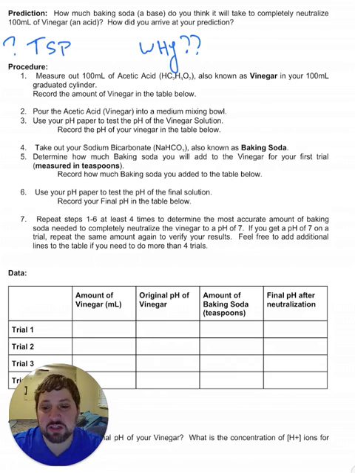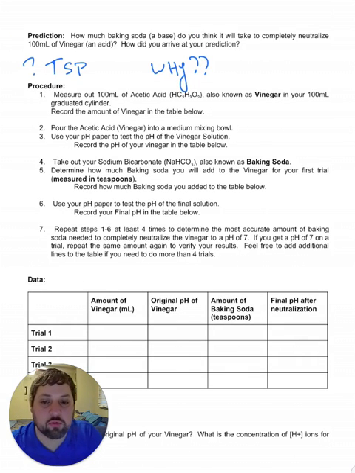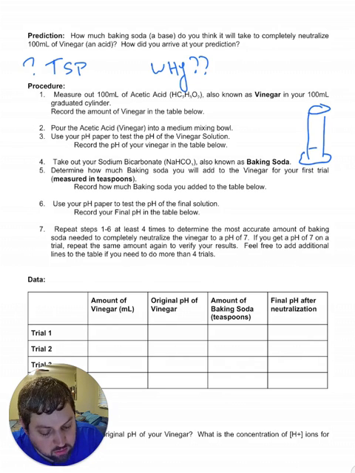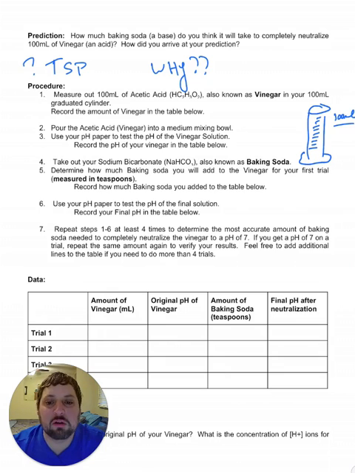But number 1 suggests that we start by measuring out 100 milliliters of acetic acid, also known as vinegar, in your 100 milliliter graduated cylinder. So let's take a look at what that would look like. Well, remember, of course, your graduated cylinder is that big giant plastic tube with all of those tick marks, and remember, those tick marks are called graduations. So you're going to take your vinegar, fill this up to as close to 100 milliliters as you can, and then we're going to record the actual amount in our data table.